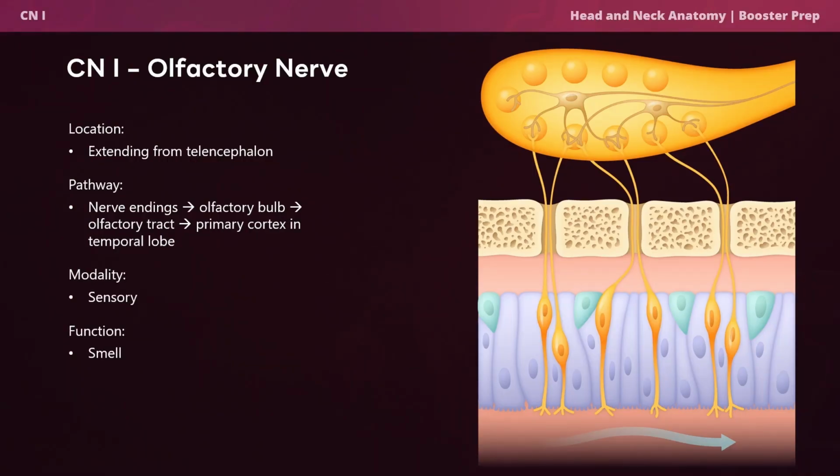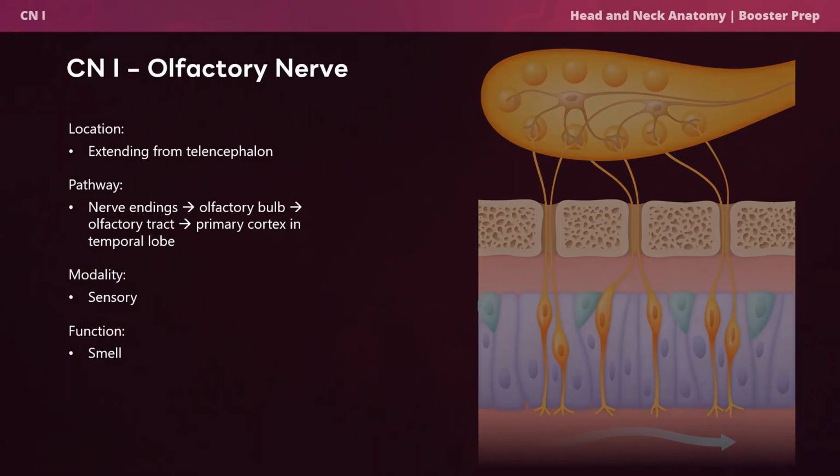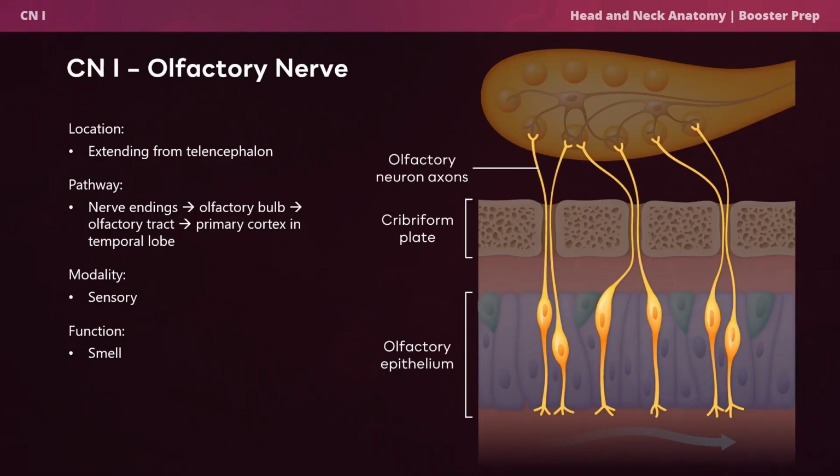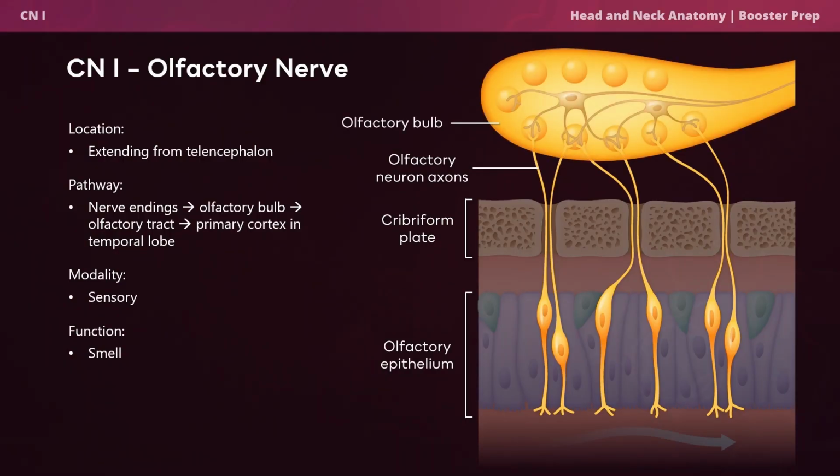So this olfactory nerve extends from the telencephalon and travels via the olfactory nerve endings, highlighted in the image, through the olfactory epithelium, past the cribriform plate where the axons of the olfactory neuron meet at the olfactory bulb, down the olfactory tract, and to the primary cortex of the temporal lobe.